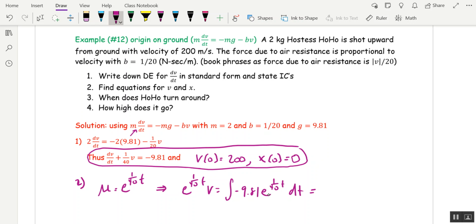So I cheated and did this ahead with a calculator. This is negative 392.4 e to the 1 over 40 t plus c. Little note on decimals, I did not round that. That's the actual value, 392.4.